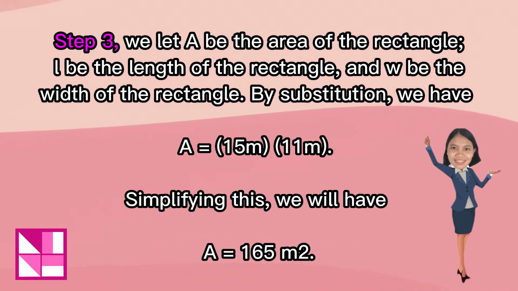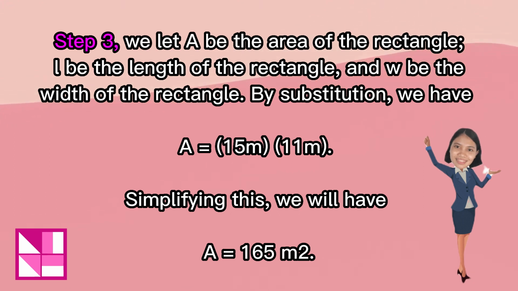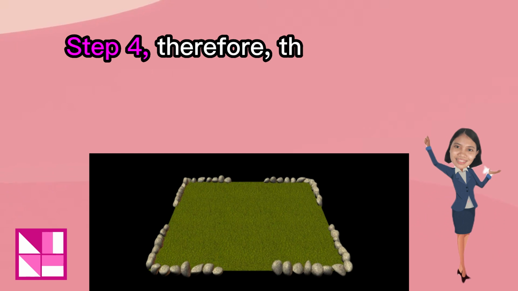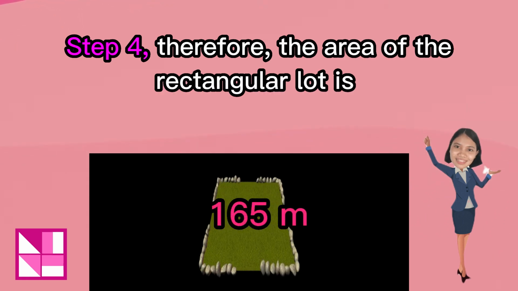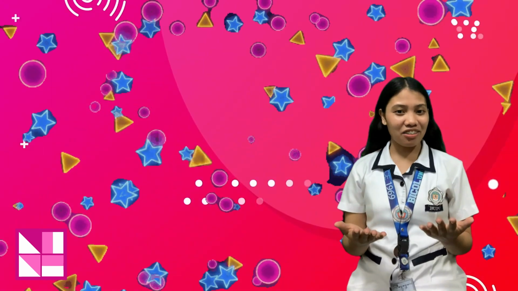By substitution, we have A equals 15 meters multiplied by 11 meters. Simplifying this, we will have A equals 165 meters squared. Therefore, the area of the rectangular lot is 165 meters squared. Did you get it right?